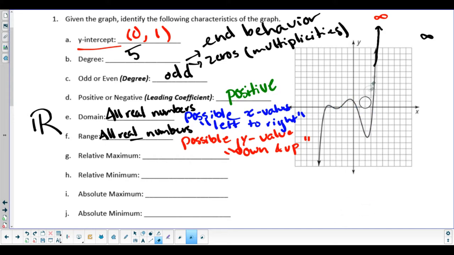Relative minimums and relative maximums. All right, so relative minimums and relative maximums. Here we have to look at all the different times that I change directions, right? Every single time that I have an extrema, right? You've probably seen this word, extrema.